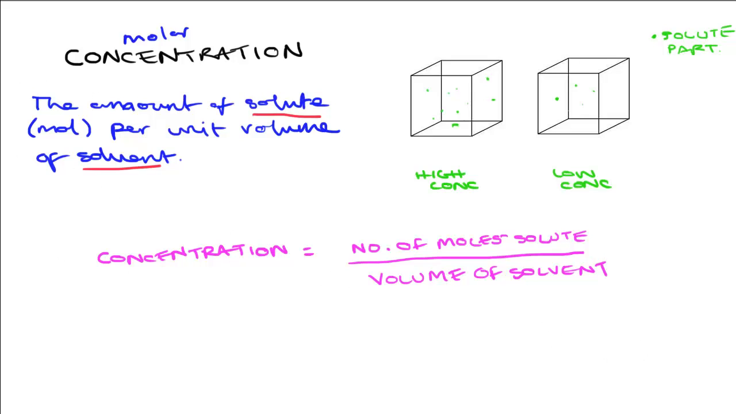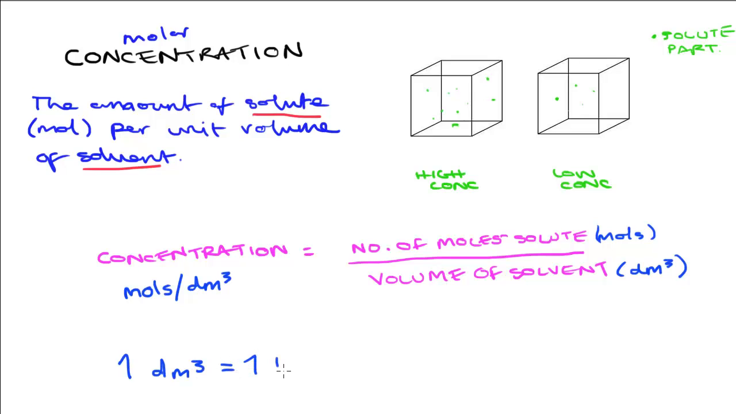Now the units we use are moles for the moles of solute, but we use decimeters cubed for the volume of solvent. This gives us a unit for concentration of moles per decimeter cubed. So what is a decimeter, I hear you ask? Now, 1 decimeter cubed equals 1 litre. Why is that then? How does that work out?